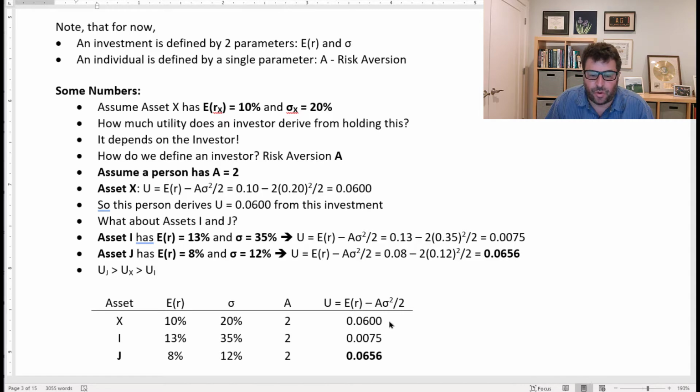0.0656 is greater than 0.06, so therefore J is better than X. And 0.06 is bigger than 0.0075, so X is better than I. But we can't say that the degree to which J is better than X is more than the degree to which X is better than I. Again, it's just the ordering of these things.